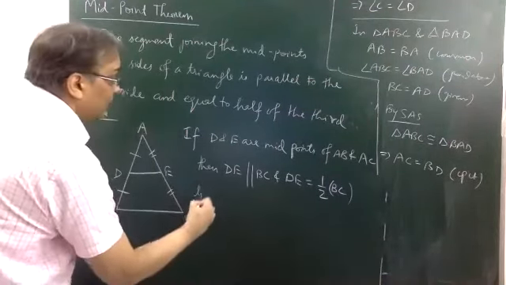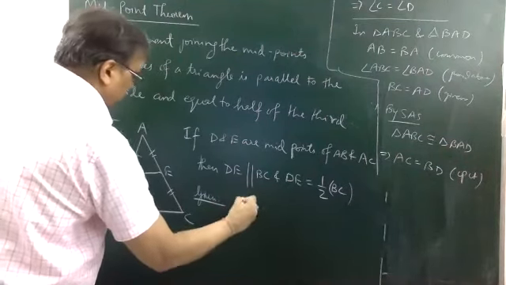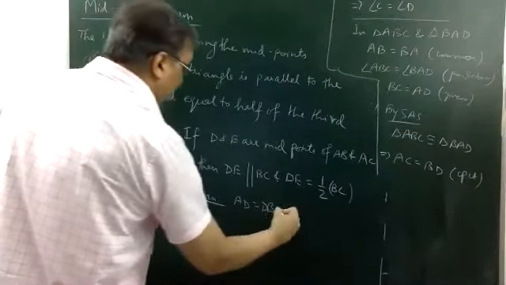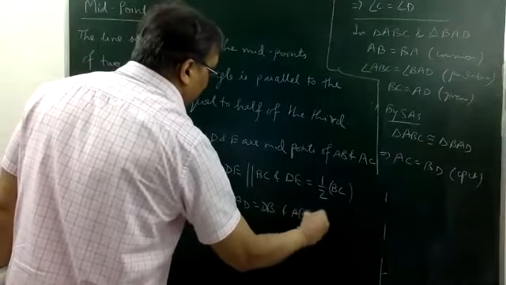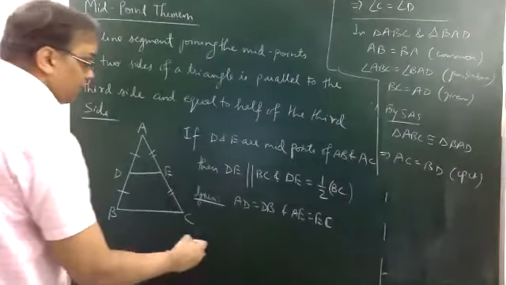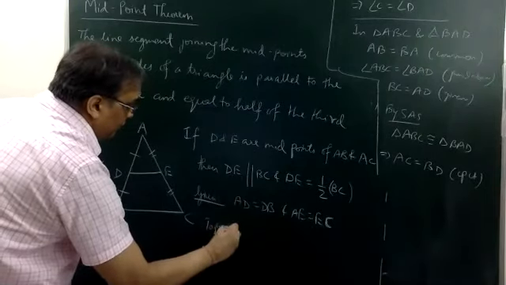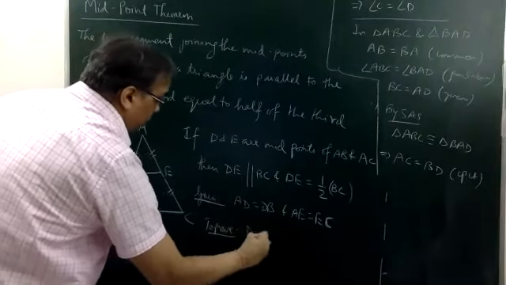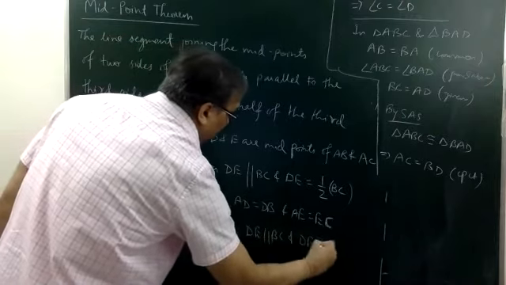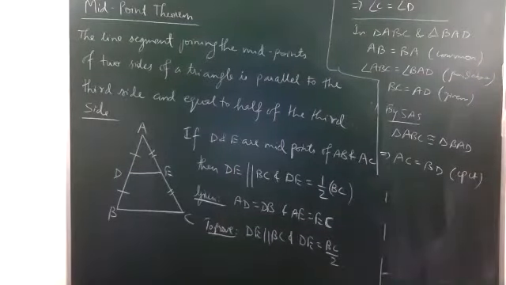So what is given is AD is equal to DB and AE is equal to EC. To prove DE parallel to BC and DE is equal to half of BC. ये हमें प्रूफ करना है.